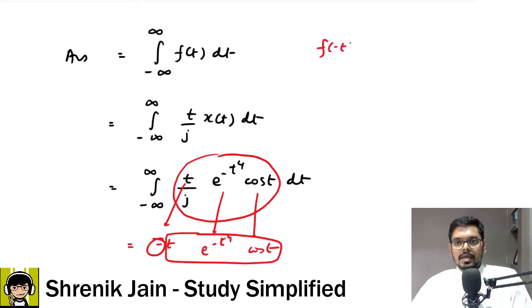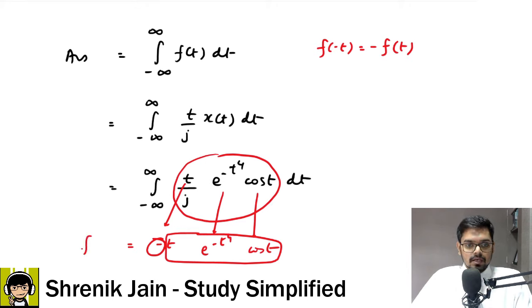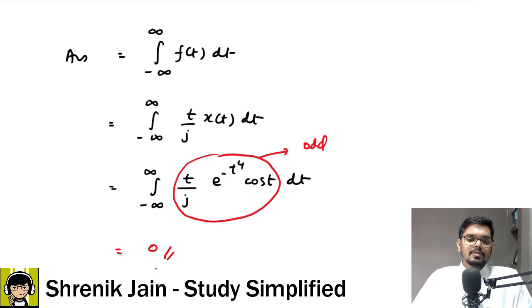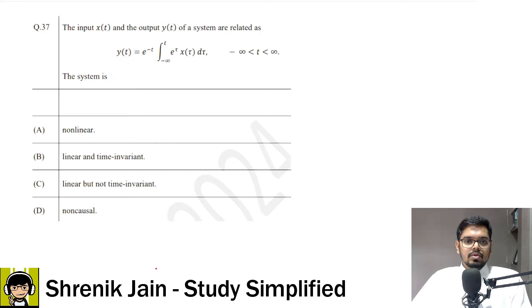Whenever f of minus t becomes equal to minus f of t, which happened here, right? So when we replace t with minus t, we are in search of f of minus t. This is what we got, which is nothing but minus f of t kind of format, right? So here the given signal was an odd signal. So if the given signal is odd, therefore the integration answer is 0. Understood why the integration answer is 0? Let us go to the next question.